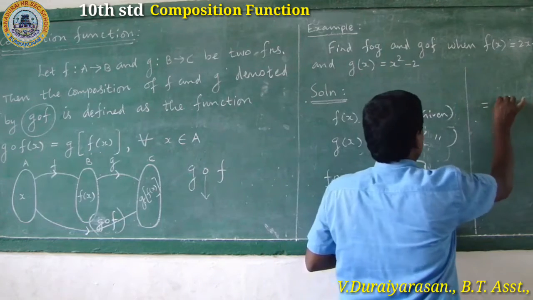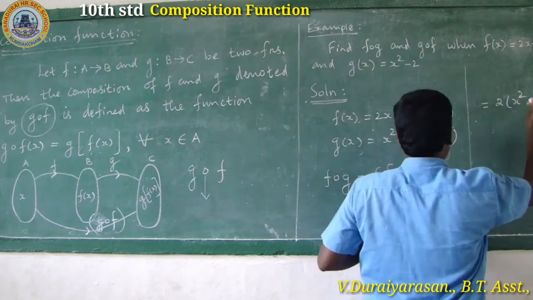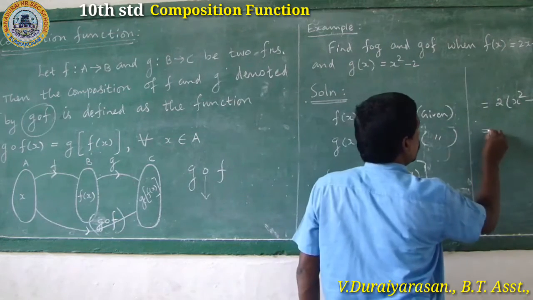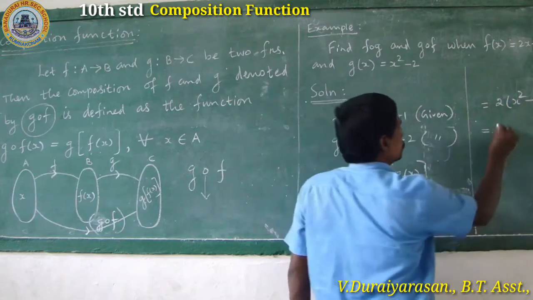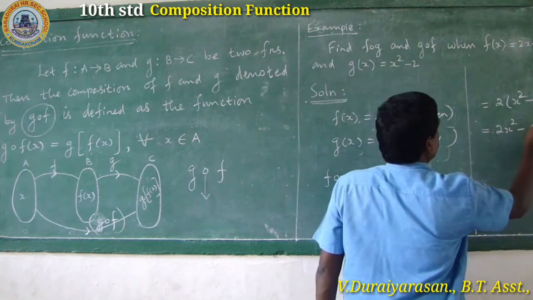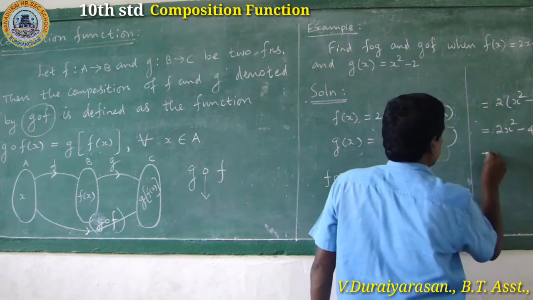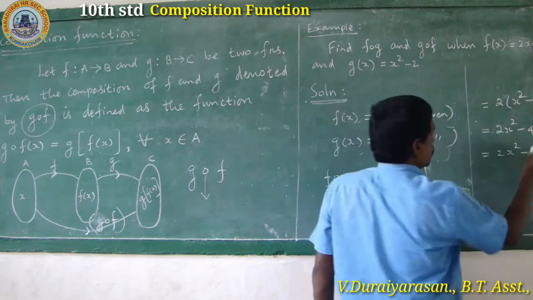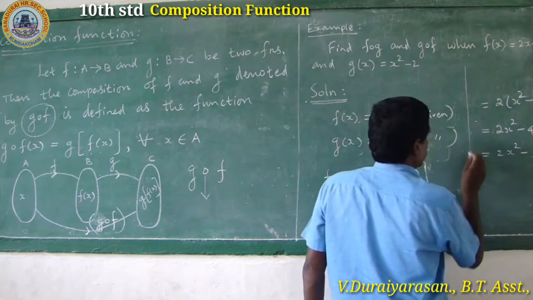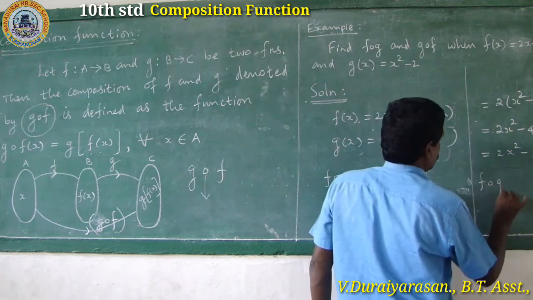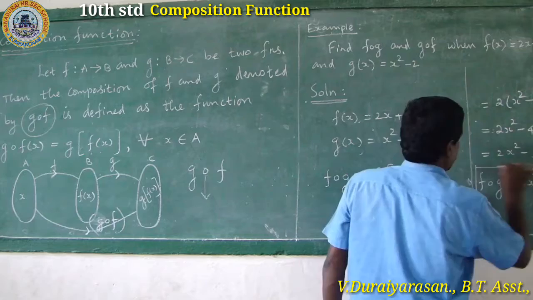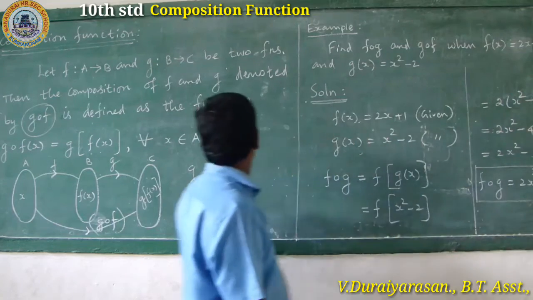So what is the value? 2 times x square minus 2, plus 1. Multiplying by 2, we get 2x square minus 4 plus 1, which is 2x square minus 3. So f composite g is equal to 2x square minus 3. This is the first question.